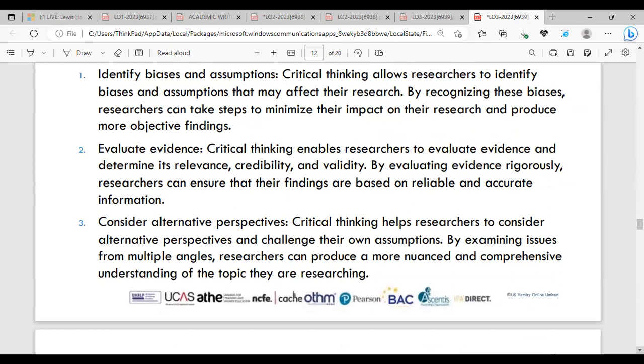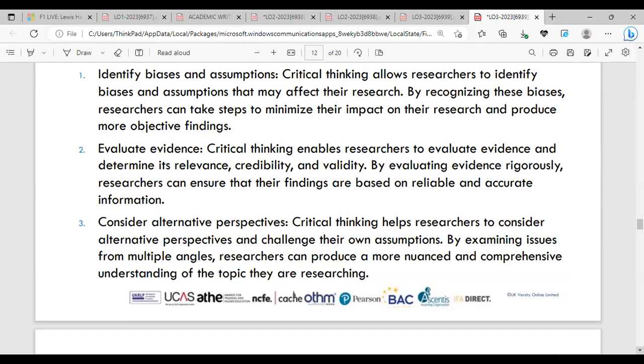So we need to look at evaluating evidence. Critical thinking enables researchers to evaluate the evidence and determine the credibility and validity. By evaluating the evidence rigorously, researchers can ensure the information is more reliable, more up to date, and valid, because sometimes information can be outdated. So in the research, we need to make sure of the information you have, and you evaluate it.